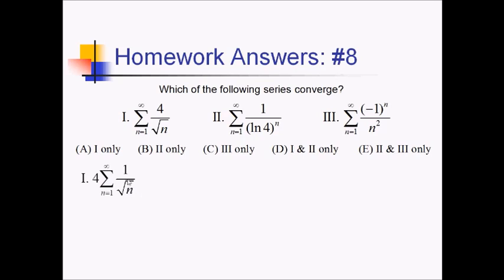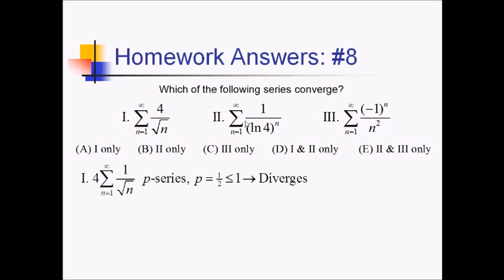Now this series in here I know is a p-series with a p-value of 1/2. Since that's less than or equal to 1, that means this is going to diverge by the p-series test. And if I have 4 times something that's diverging, that's still going to diverge. Moving on to the next one.